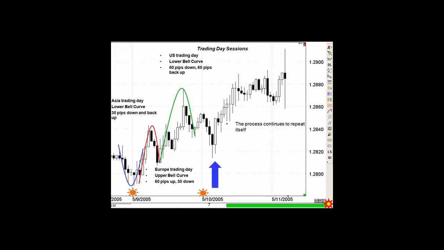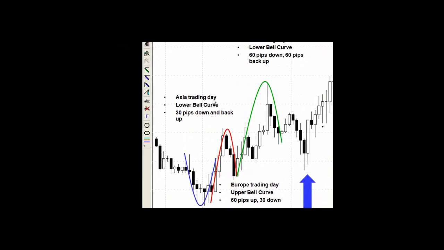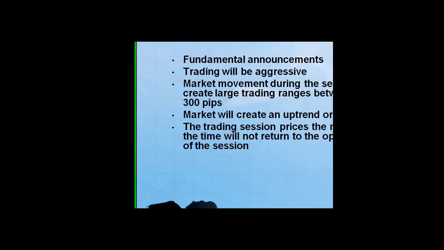Look how the market here, we had the Asian trading session day. We had a lower bell curve. It went 30 pips up and then back down. Then the European trading session, upper bell curve. Okay, 60 pips up and 30 pips down. Then we have the U.S. trading session here, where we saw the lower bell curve. Okay, 60 pips up and 60 pips back down. And this process continues to repeat itself.